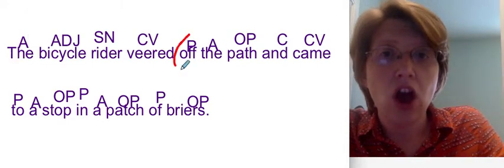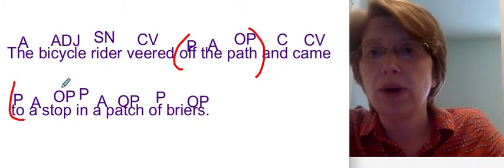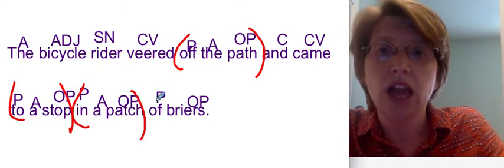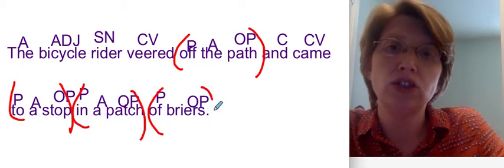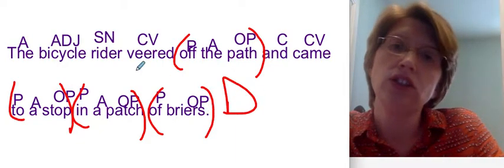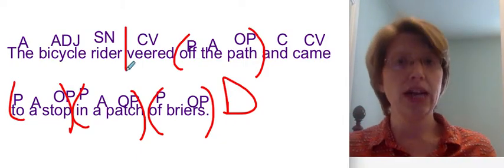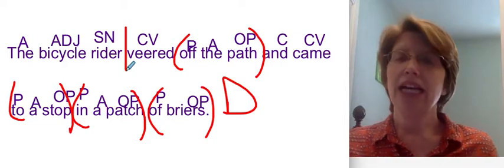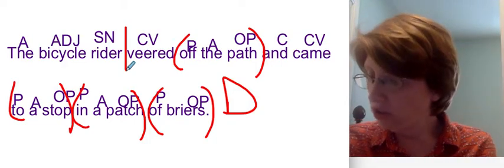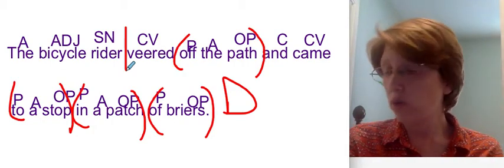Lots of these. Off the path, prepositional phrase. To a stop, prepositional phrase. In a patch, prepositional phrase. Of briars, prepositional phrase. Period, statement, declarative sentence. Go back to the verb. Separate the complete subject from the complete predicate. Is there an adverb exception? Is this sentence in natural or inverted order? Natural, no change. Okay, I don't have 4 written down. I think you can do 4 on your own.